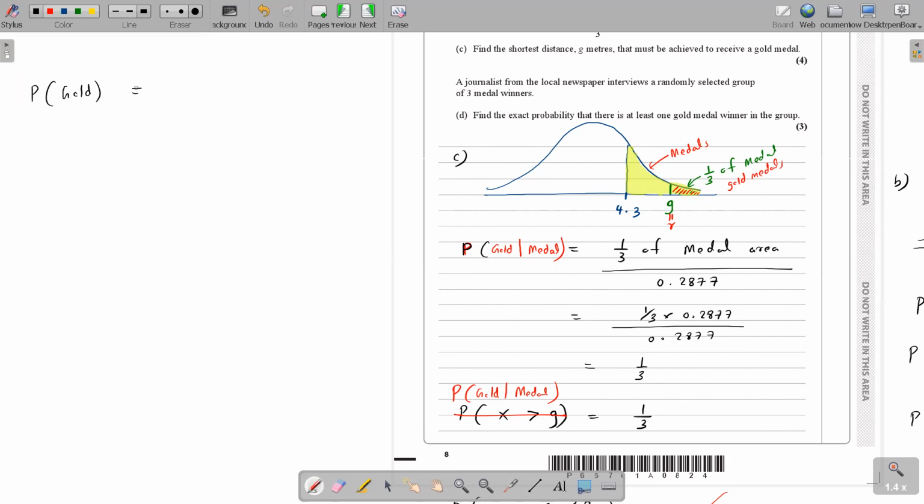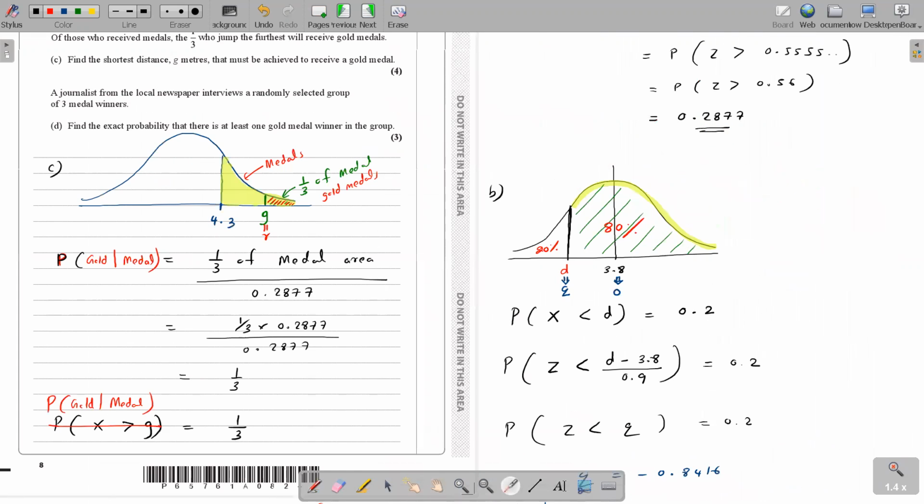1/3 out of the 1/3. Yeah, 1/3 of the people who get the gold medals. 1/3 of the people who get the medals. Yeah, the whole thing is one. So that's fine then. So 1/3 of the people who get the medals, medal area was how much?